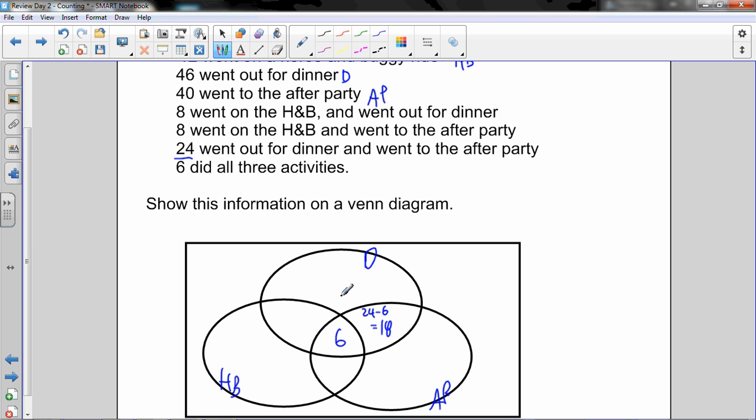And then I keep going. I can't get these 2 yet because there's these other regions here. 8 went on the horse and buggy and went to the after party. So that means there's 8 in here. There's only 2 here. Same thing there, 2. And I'm working my way out.